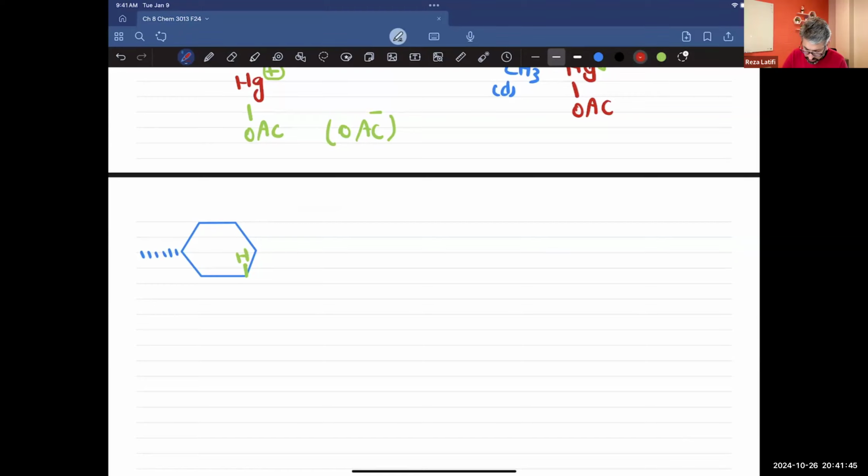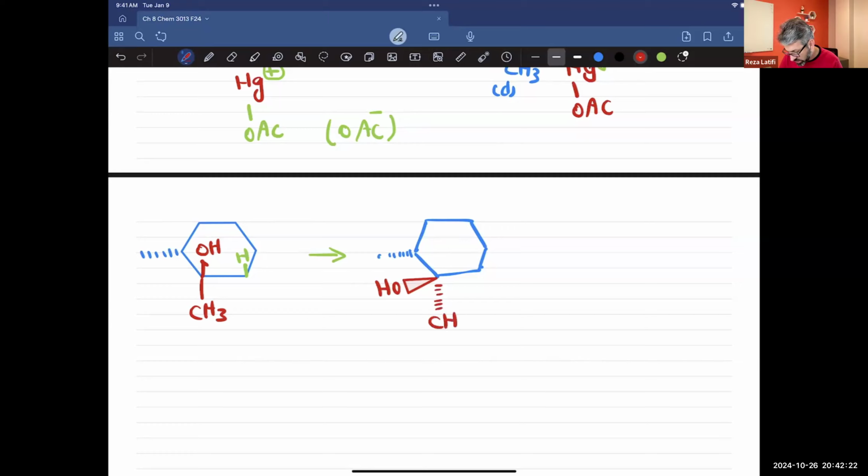I have OH there, and remember we had CH3 here. So the product is going to be something like this. We had methyl there. Now OH is up, so I'm going to draw the OH pointing to us. This is going to be OH. Now, what will happen to the methyl? Methyl will be down here. This is going to be CH3. And of course, we had another CH3 there.